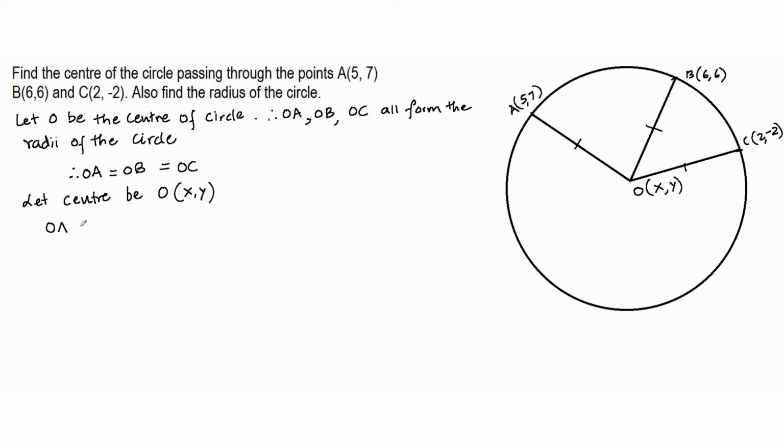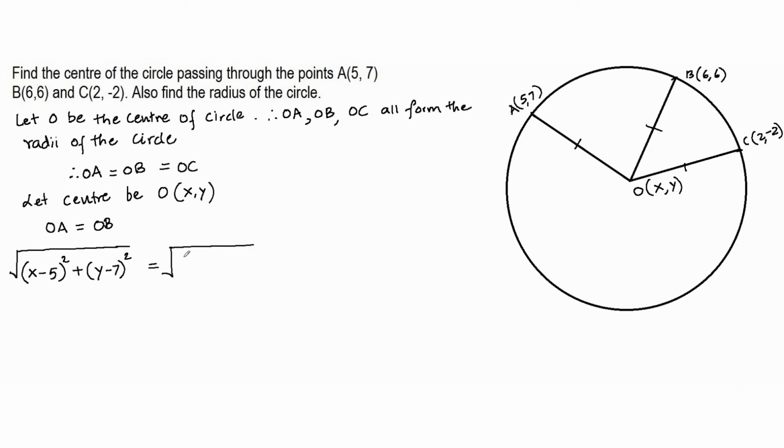Now I know that OA is equal to OB. Please understand that x and y are 2 variables. So if I want to find the value of x and y, I should have 2 equations, right? So to solve 2 variables, I need 2 equations. So OA can be found out using distance formula. OA is going to be square root of x minus 5 the whole square plus y minus 7 the whole square, and that is equal to OB.